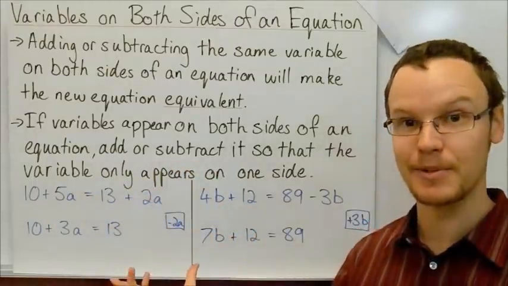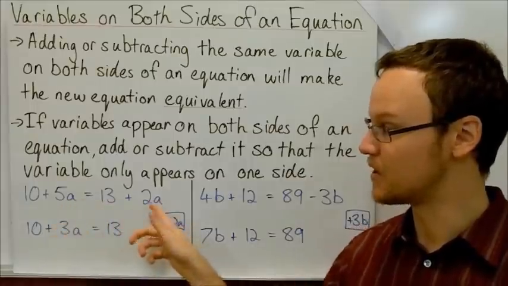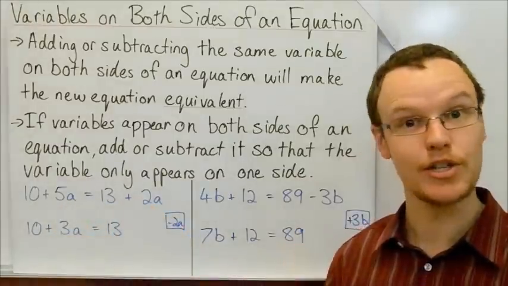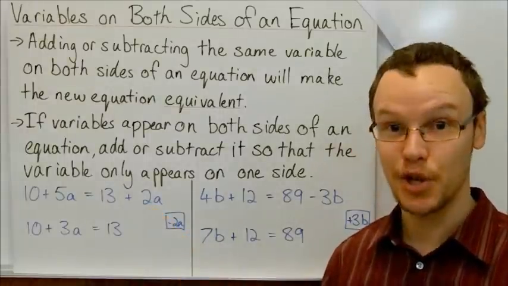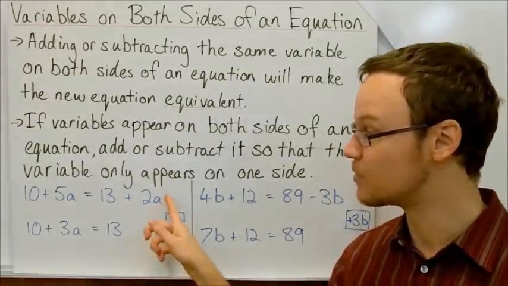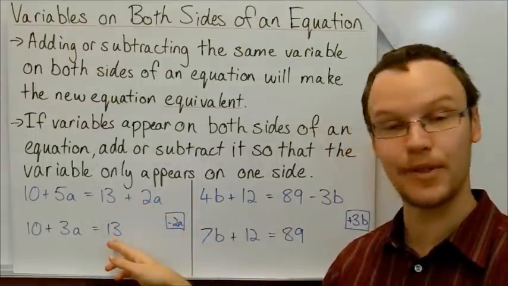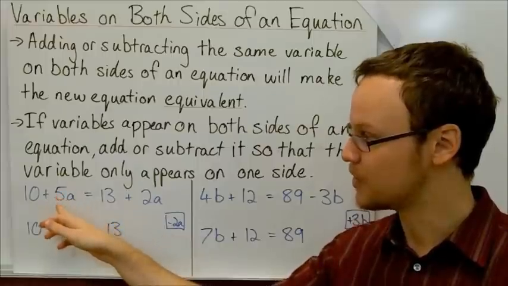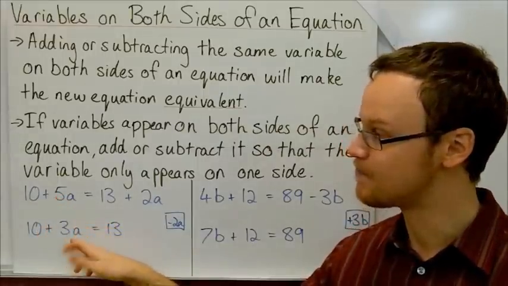Here's a couple of examples that we can look at. Here we've got a on both sides of an equation, and it's not the usual sort of problem we're used to seeing. If we subtract 2a from both sides, 2a minus 2a is going to be equal to 0, so we'll just be left with 13. And if we subtract 2a from this side, taking 2a away from 5a is going to be 3a.